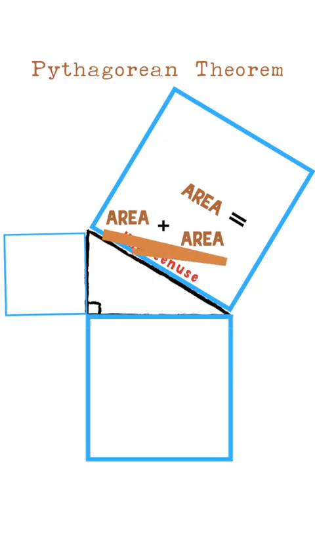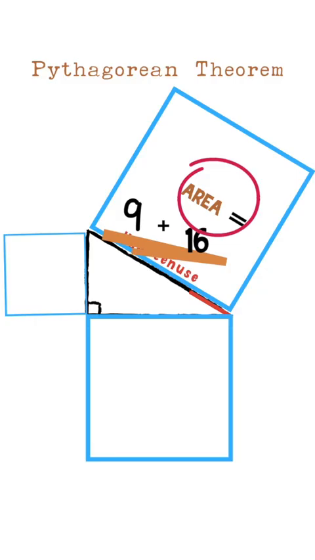So in other words, you find the areas of the squares on the legs and you add them together, and that will equal the area of the square on the hypotenuse. Okay, so you're saying if I add up the area of these two leg squares, 9 and 16, that will give me the area of the hypotenuse square? Yes, exactly. You got it, Ziggy.